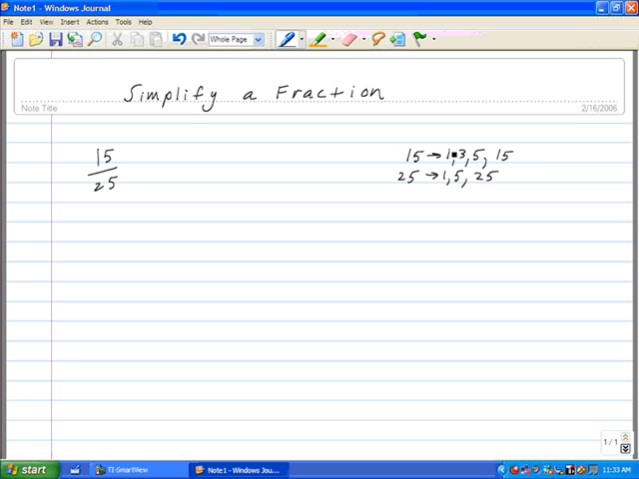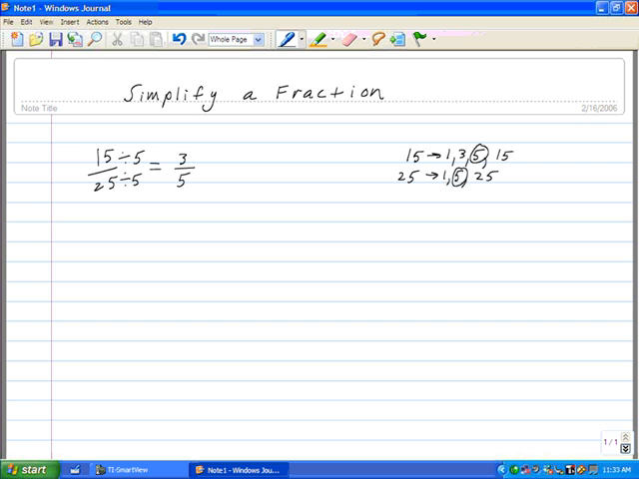Now, of course, 1 is always going to be common to both numerator and denominator, but that is really of no assistance when you go to simplify. In this case, it's going to be the 5 that we want to make use of. So we would come over to the fraction and divide both the top and the bottom by the same factor. And by doing that, the fraction would be reduced.